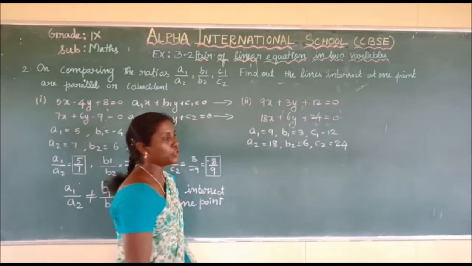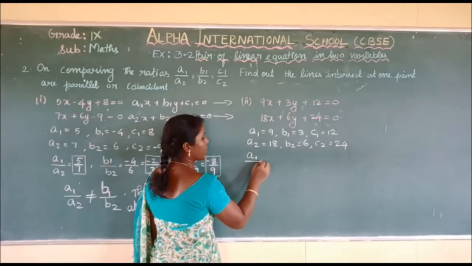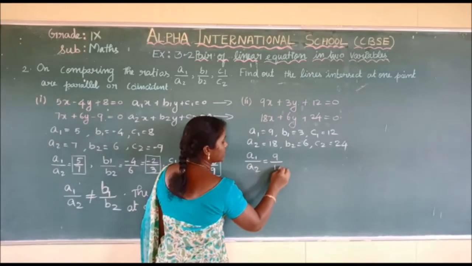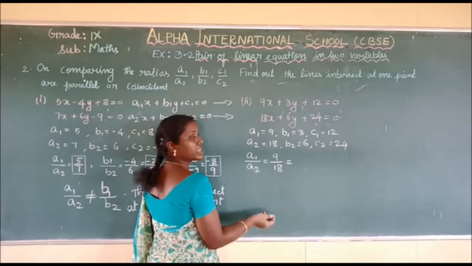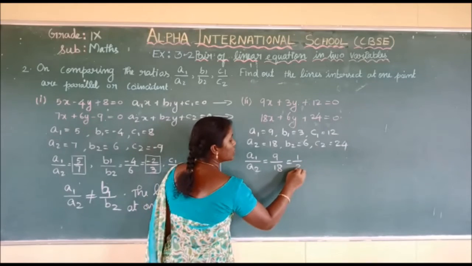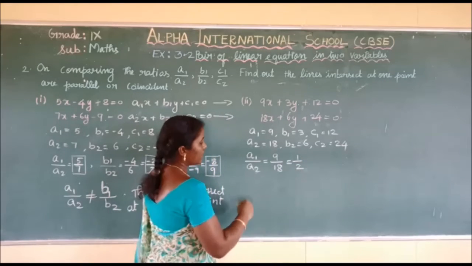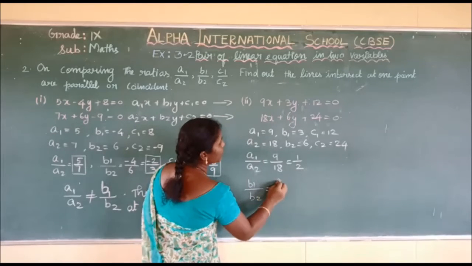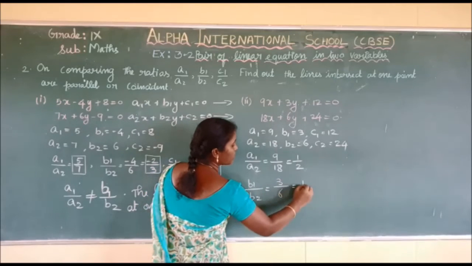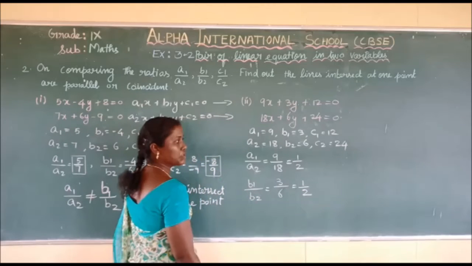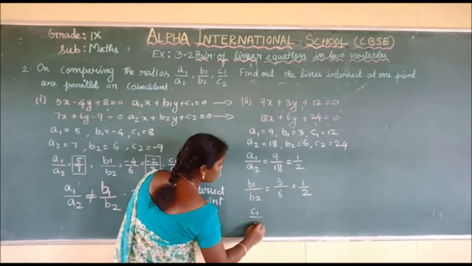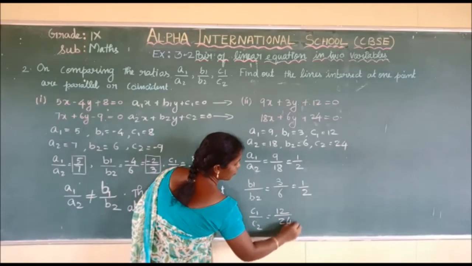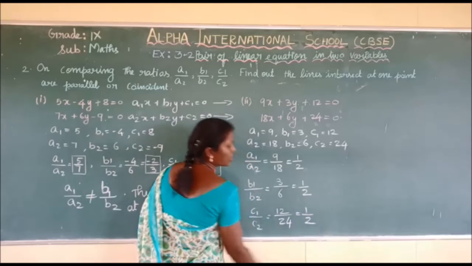Shall we find the ratios? First, A1 by A2. What is A1 by A2? 9 by 18. We can simplify this using 9. 1 nine is 9, 2 nines are 18, so it is 1 by 2. The next coefficients, B1 by B2: 3 by 6. Again I will simplify, the answer is 1 by 2. The next one, C1 by C2, that is 12 by 24, which is again equal to 1 by 2.